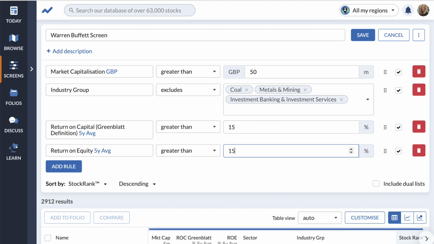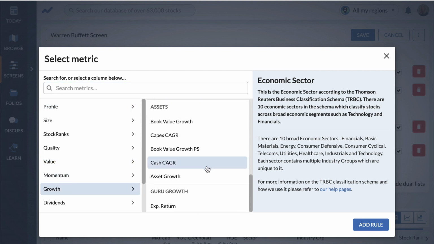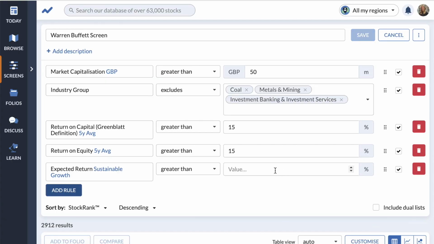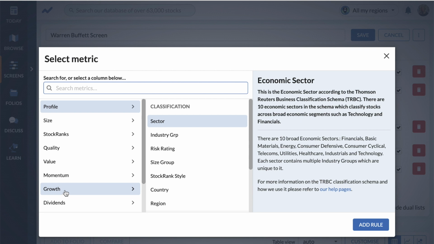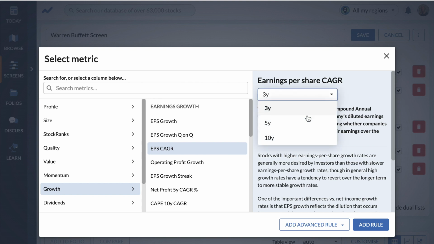Estimating a company's ability to grow in the future is difficult, but our tools can help you replicate Buffett's talent for identifying growing companies. Using the work of Warren Buffett's former daughter-in-law, we've created an expected return rule, which you can find by scrolling right to the bottom of the growth section of the screening tools. You want to make sure you have selected sustainable growth, and then in this screen, we've specified a minimum expected growth of 6%. To complement this, we've also used another rule to demonstrate a growth trend: 5-year compound annual earnings growth per share of at least 5%.